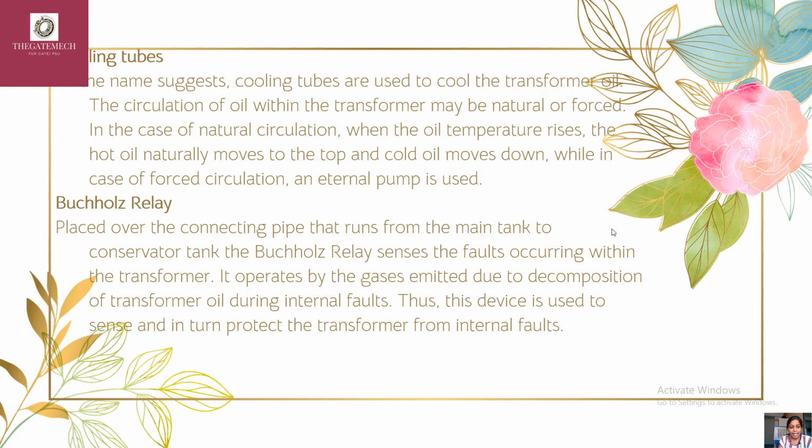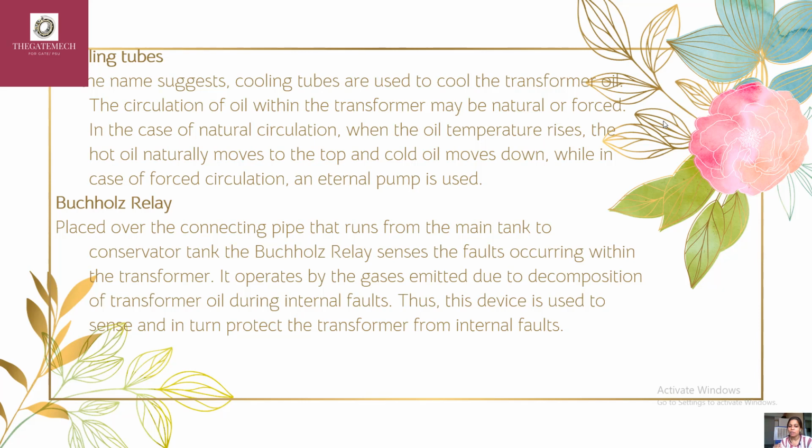Next is cooling tubes. These are used to cool the transformer oil, and circulation of the oil within the transformer may be natural or forced. In the case of natural circulation, when the oil temperature rises, the hot oil naturally moves to the top, while in the case of forced circulation, an internal pump is used.